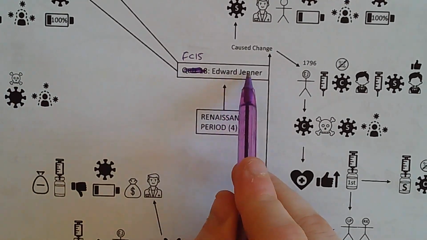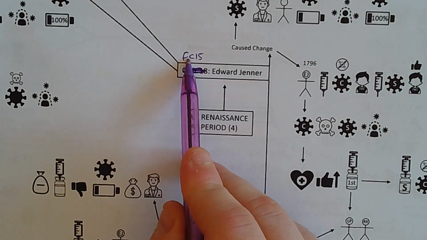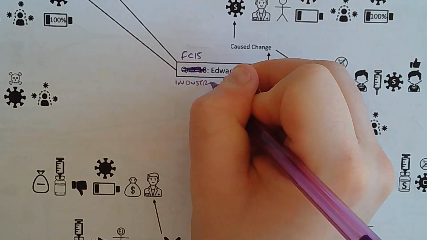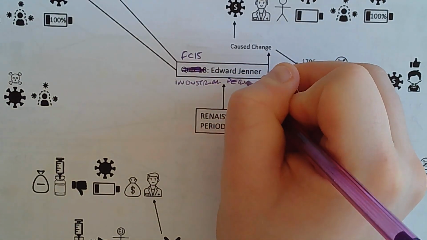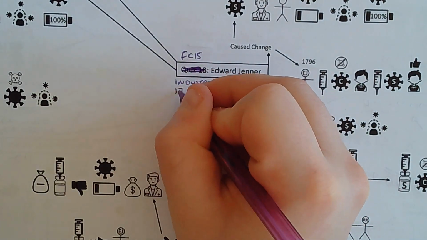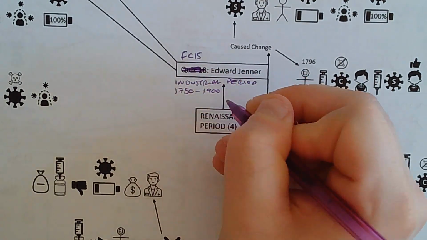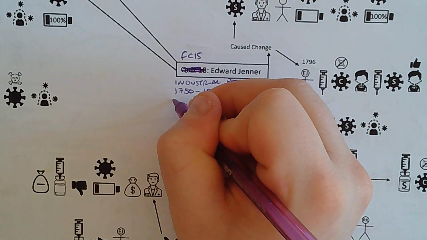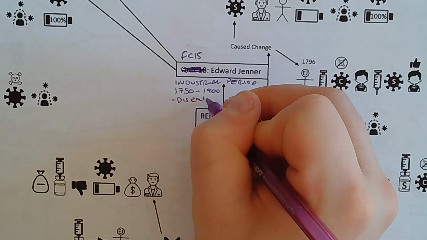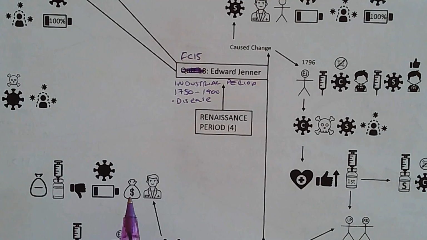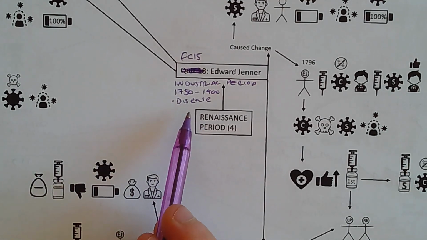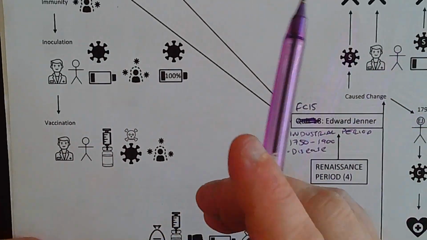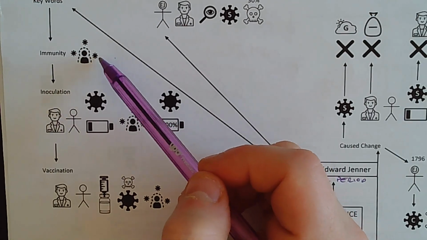Today we're going to be looking at Edward Jenner, which links to flashcard 15 in your flashcard pack, and we are looking today at the industrial period. So Jenner sneaks into the industrial period, and the industrial period is 1750 to 1900. If we think about our themes of medicine, disease, public health, and surgery, we'd definitely be saying that Jenner links with disease, and towards the end a little bit of public health, but it's mainly around this idea of disease.